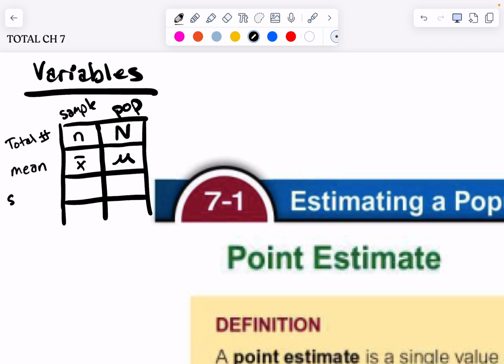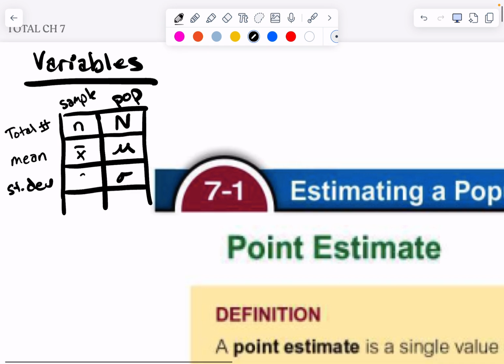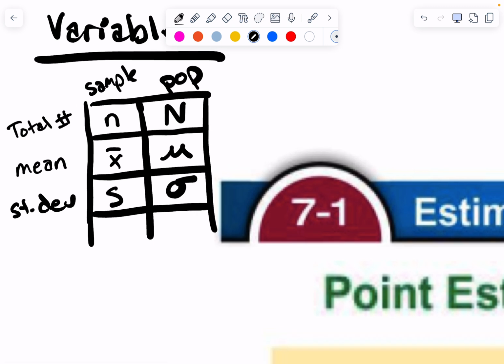Then we have standard deviation. We usually use sigma, which is the population standard deviation. The symbol for the standard deviation of a sample, we probably haven't used it a whole lot, is s. It's boring. So s and sigma. Sigma is like a circle with a little hat on it, like a cursive o.